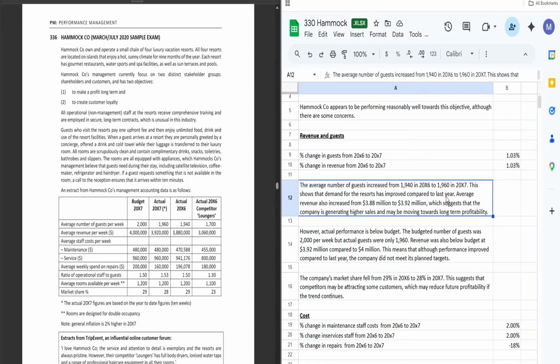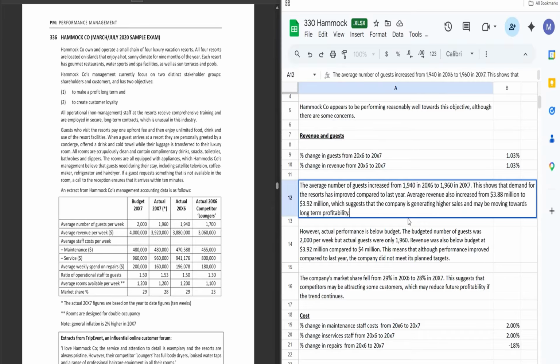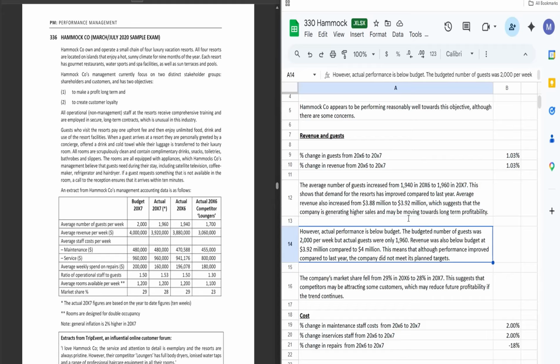So the number of guests coming to the Hammock company has increased. So that means it has improved. Demand has increased. So average revenue has also increased from 3.88 million to 3.99 million in the current year, which means that the company is generating higher sales and maybe moving toward long-term profitability. That's fine. So in the next paragraph, I have explained, however, actual performance is below budget.